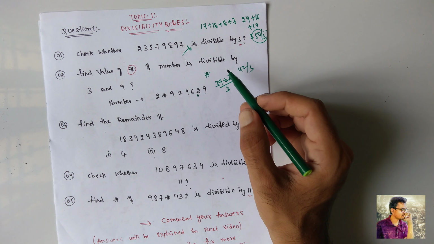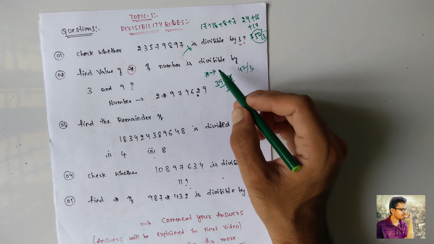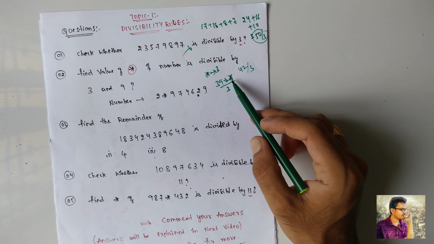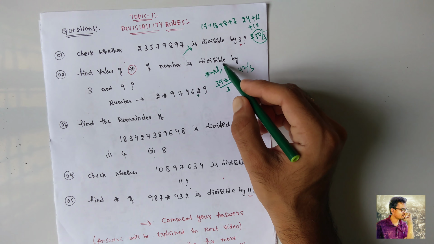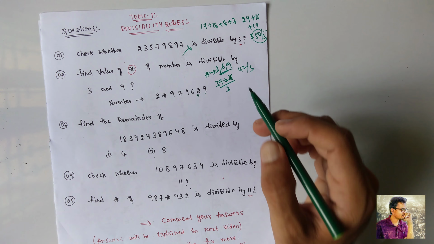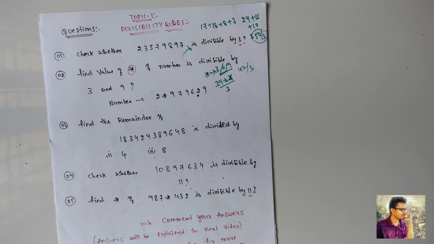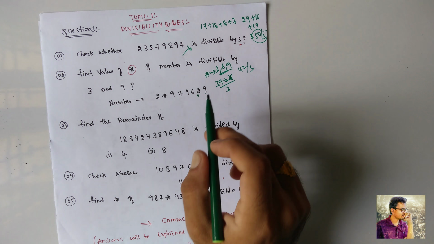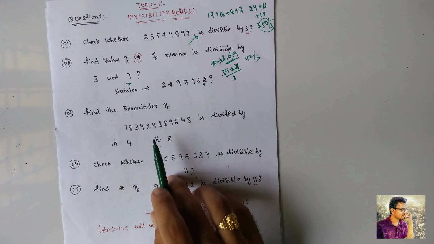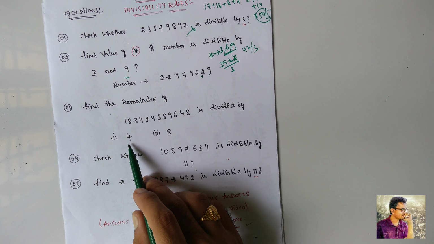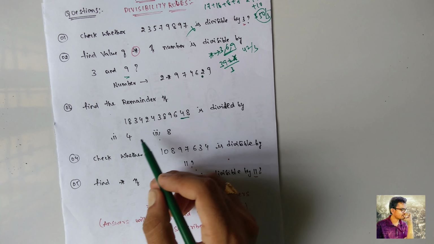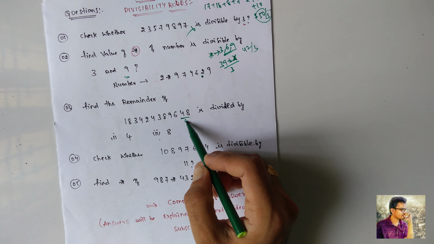So the least value or the first value for star is 3, and then 6 and 9. These are the three values that can be given to the star for the number to be divisible by 3. And similarly you can do it for 9, and for the remainder if the number is divided by 4 and 8. So divide the last two digits by 4, and it is clearly divisible. The whole number will be divisible by 4, so the remainder will be 0.